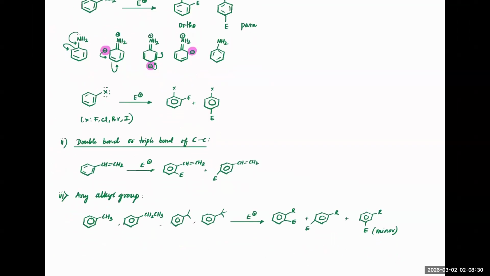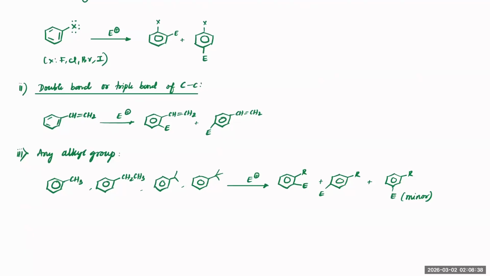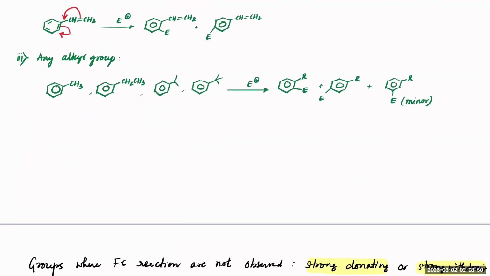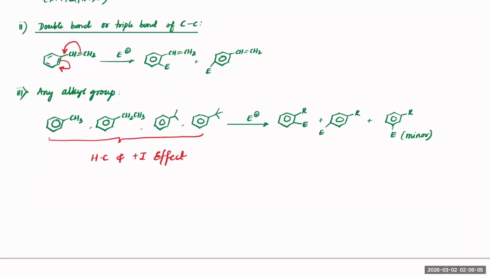The first case is purely due to resonance stabilization due to the lone pair. The second case is also due to resonance stabilization due to the pi bond present. Like this, it will push, and the negative charge will come at ortho and para position. The last case is due to hyperconjugation and plus inductive effect, and hyperconjugation and plus inductive effect try to favor the ortho para positions.